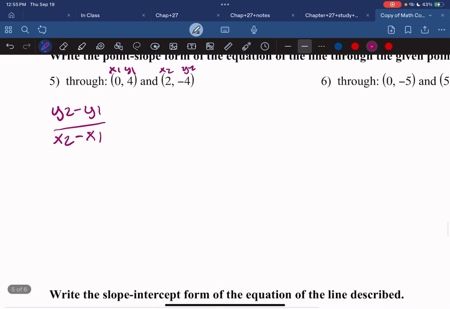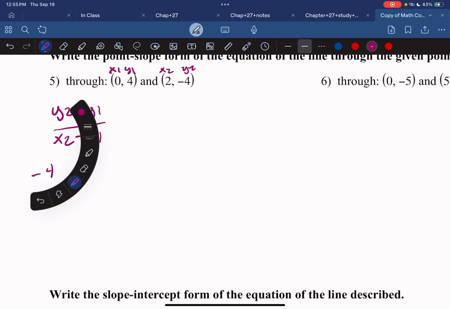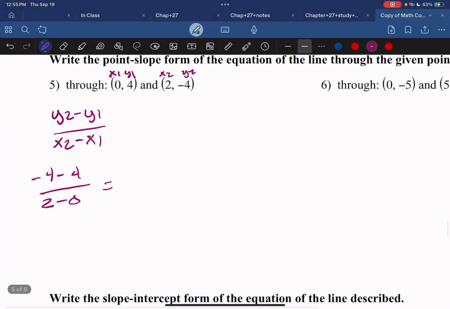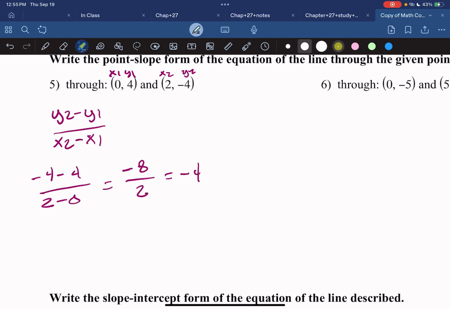Our y2 is negative 4 minus 4, 2 minus 0. Negative 4 minus 4, what is this? Negative 4 minus 4 is negative 8. 2 minus 0 is 2. We can simplify this. We can divide it by 2. Negative 8 divided by 2 is negative 4. 2 divided by 2 is 1. So this is our slope.